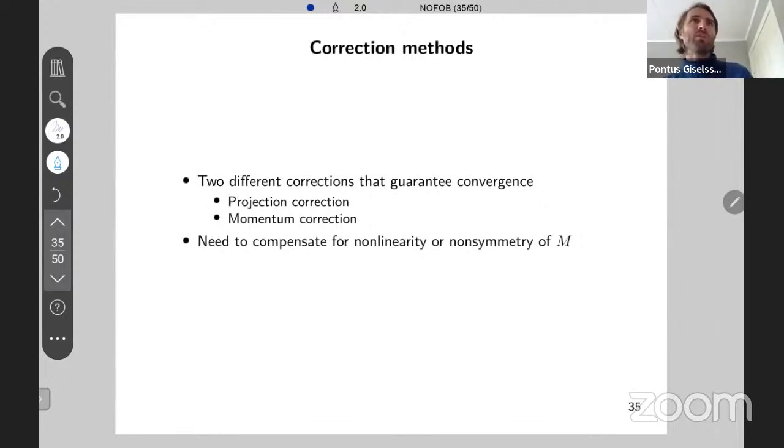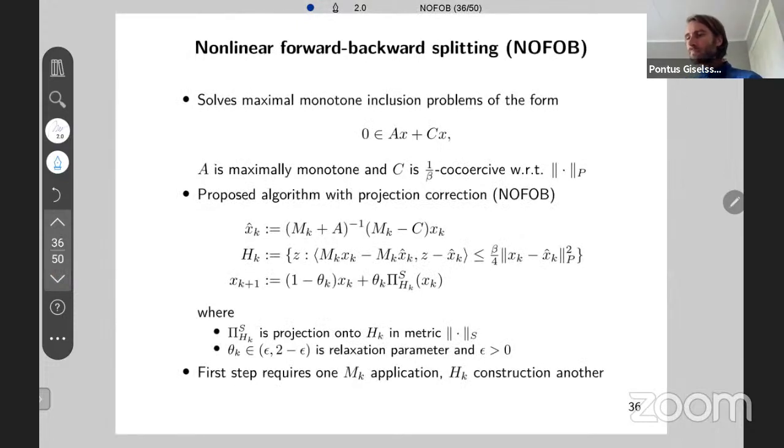All right, we have two different types of correction. One will be a projection correction, and one will be a momentum correction. The reason why we have these correction methods is that we need to compensate for nonlinearity and non-symmetry of M. This is what we saw in the example where we can diverge by just iterating this object itself. So we need to correct for nonlinearity and non-symmetry. All right, so the first method that we have is the one with a projection correction.